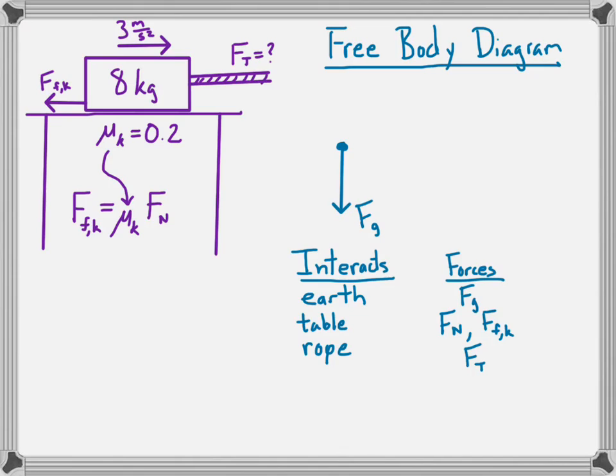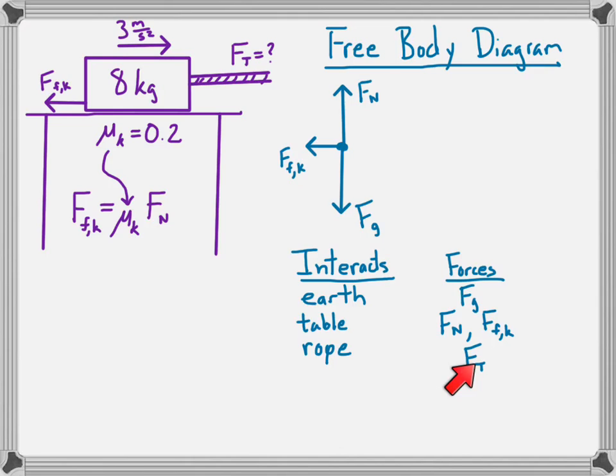So let's draw a dot to represent the object, the block. And the first force I've already drawn on there is gravitational force, pointing down. Normal force is perpendicular to the surface that the block sits on, so that is going to point upward. The kinetic friction force acts opposite the direction of motion, and I could imagine if this is being pulled to the right, that my friction force is pointing to the left.